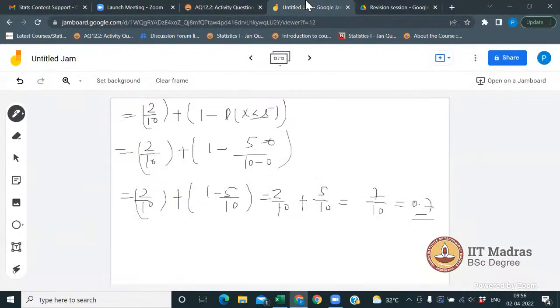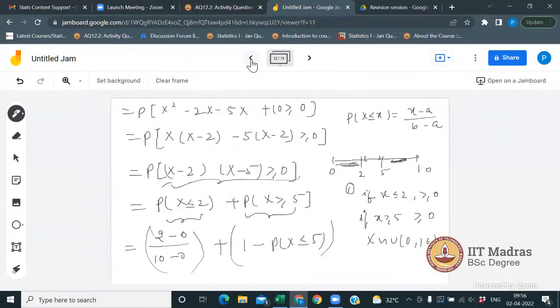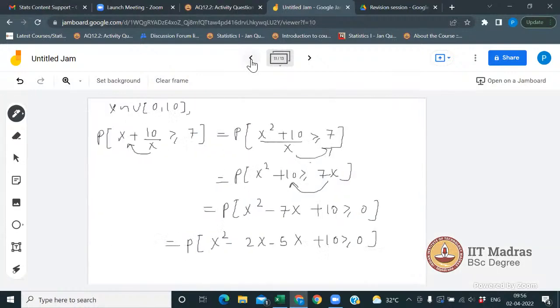Okay. Sir, can you go to the previous page? Can you go to question number 4 in exercise 12.4? The previous one. This one?